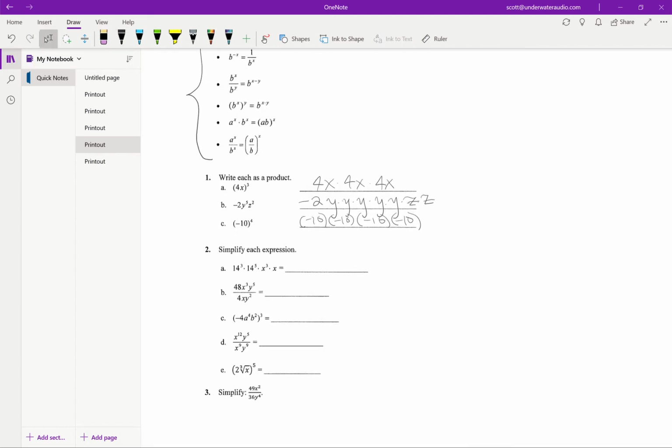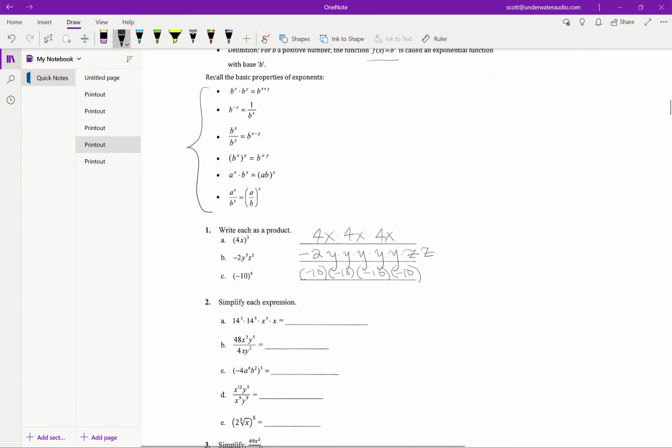Simplify each expression. All right, so 14 cubed times 14 to the fifth. There's a rule up here that says if you have two things that are the same base and both to a power, you can just add the powers. So that one would be 14 to the 8th power. And then x to the third times x to the first power. I can also combine powers. That would be x to the 4th. And then 14 to the 8th is something you could put into a calculator.